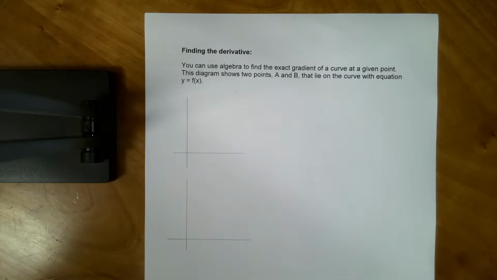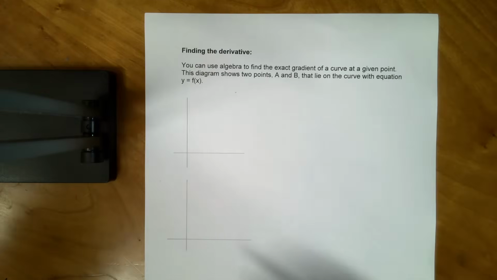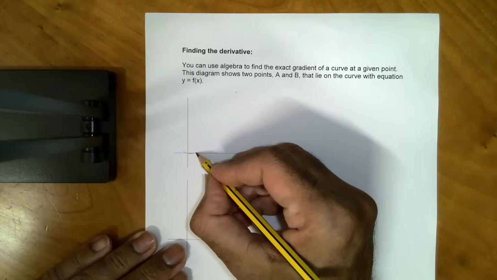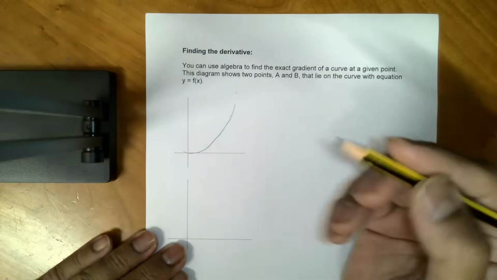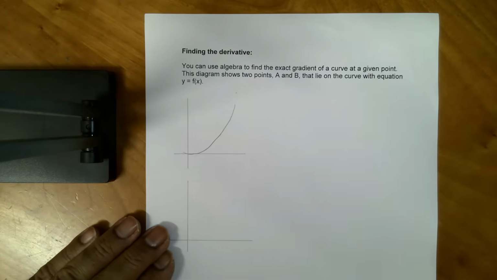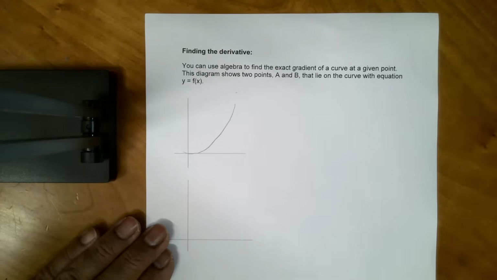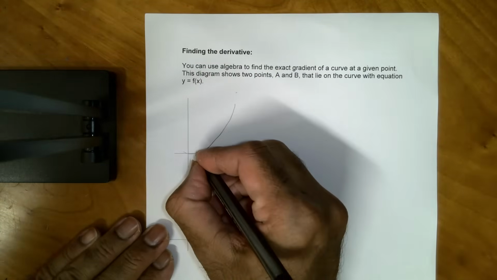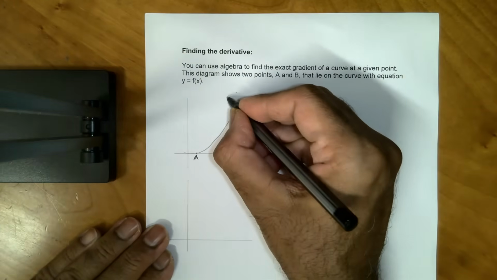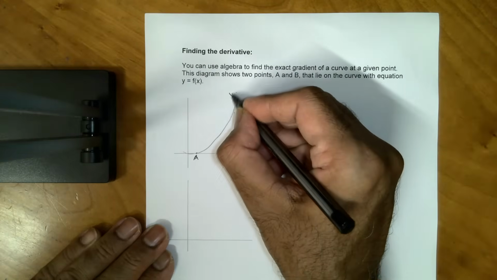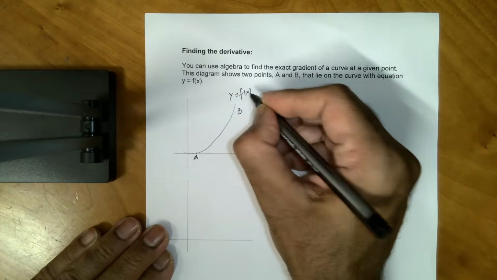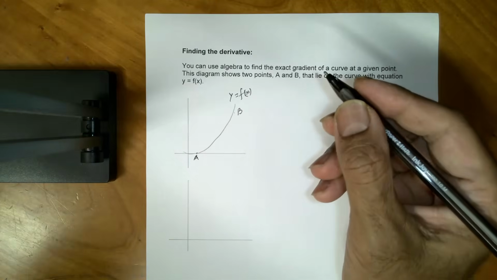Let's draw that. Let me draw this curve here first. That's your curve. Now here I will give this point A, and here point B, on the curve with the equation y equals f(x). Remember this.